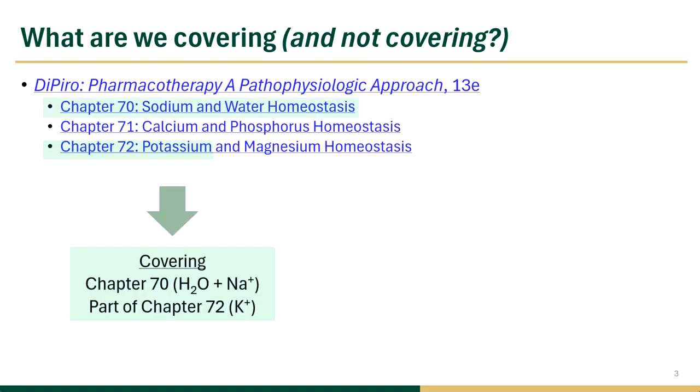So what we will be covering is most of chapter 70 in the book, which is sodium and water homeostasis. We'll talk about that at the beginning and towards the middle. And then we're also going to be covering potassium. So chapter 72 is potassium and magnesium. They're very closely related to one another in the sense that they're both positively charged cations, but they are different in the sense of how we deal with them clinically. So I'll cover some of that in potassium, but I won't cover the intricacies of magnesium.